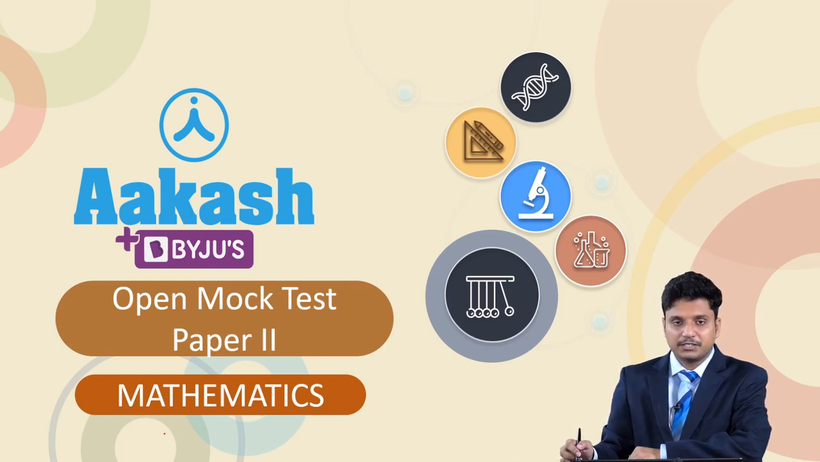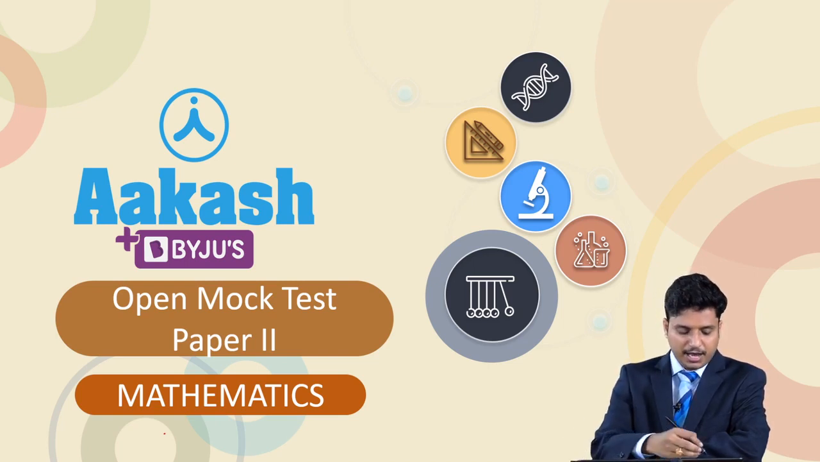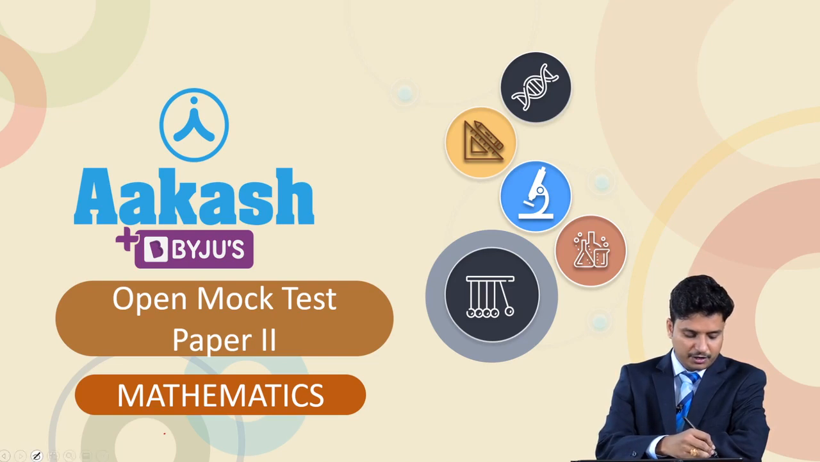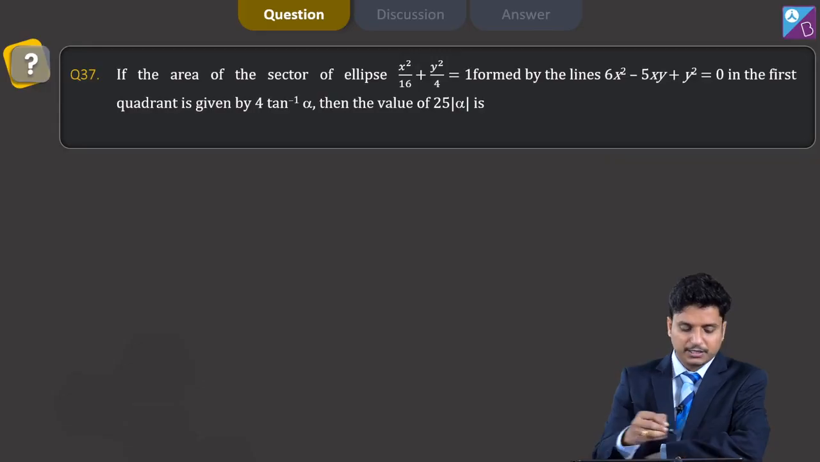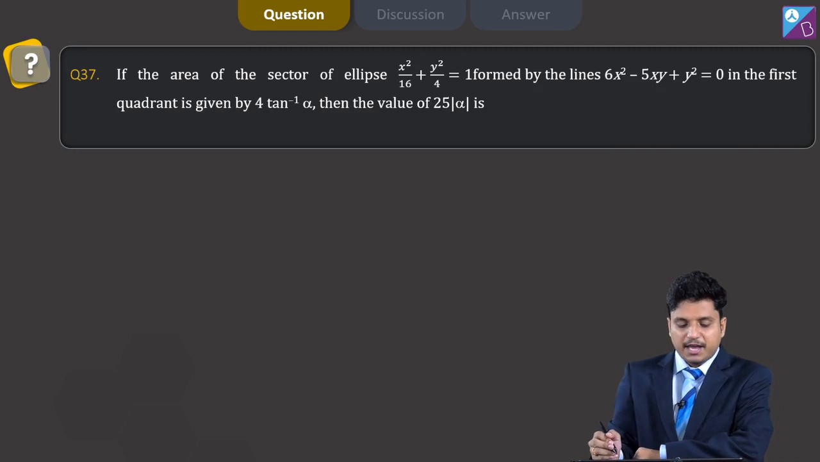So first of all we will start with numerical value type questions, and that is the first question of mathematics, that was actually question number 37. If the area of sector of ellipse x square by 16 plus y square by 4 equal to 1 formed by the line 6x square minus 5xy plus y square equal to 0 in the first quadrant is given by 4 tan inverse alpha, then we have to find 25 mod of alpha.